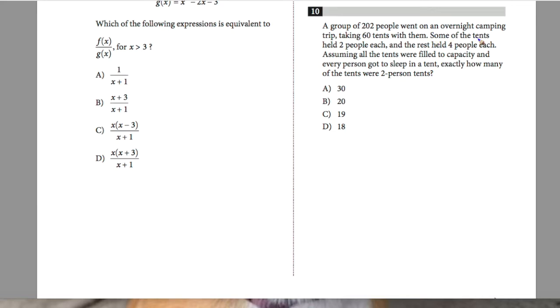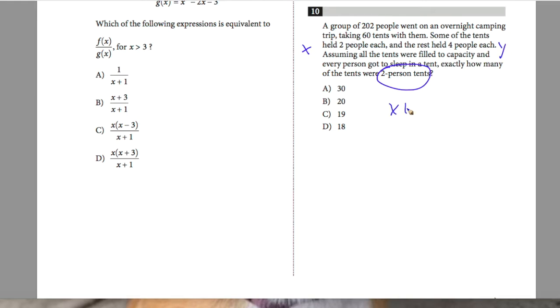Question 10 states, a group of 202 people went on an overnight camping trip, with 60 tents with them. Some of the tents held 2 people each, and the rest held 4 people each. Assuming all tents were filled to capacity and every person got to sleep in a tent, exactly how many of the tents were two-person tents? Well, I need to define the 2 and the 4. Let's say x, let's say y.